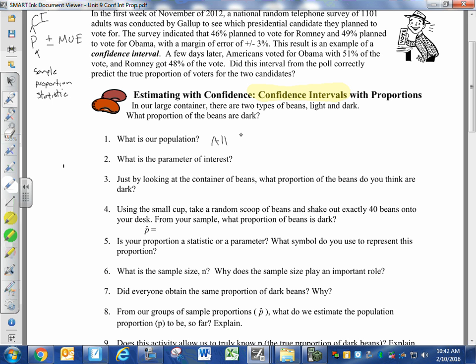Remember, the population is just the total or like all of whoever you are examining. Let's remember that definition of population. Everybody we are examining. The parameter of interest is what you are examining about your population. So, Mr. Englander, what's our parameter of interest in this situation? Yes, the percent of beans that are dark.